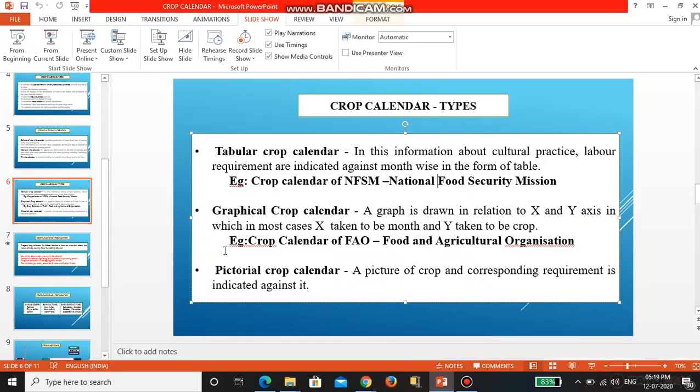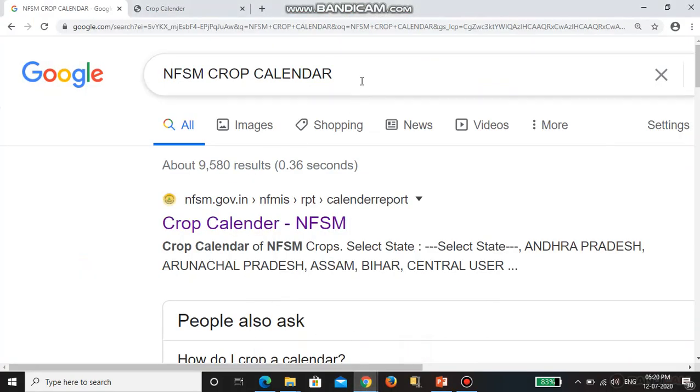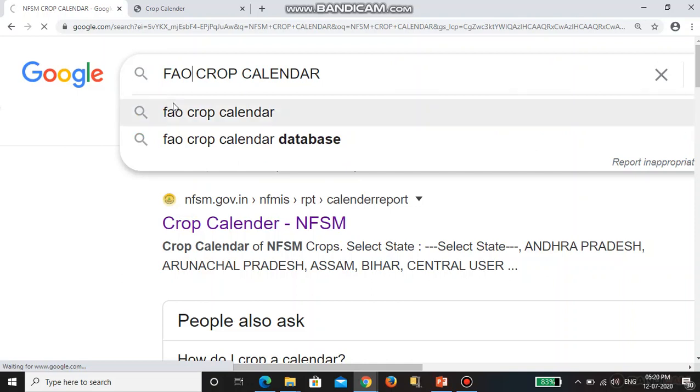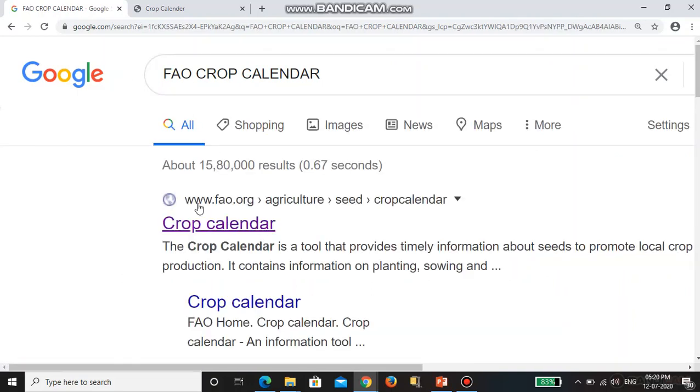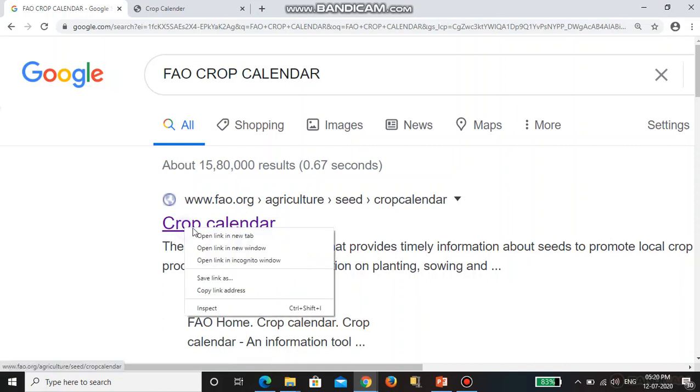I told you about the graphical crop calendar. It is the crop calendar of FAO, the Food and Agriculture Organization. That one we will see now. FAO is about the world. See here, www.fao.org. They also have a crop calendar. So you will see this one.